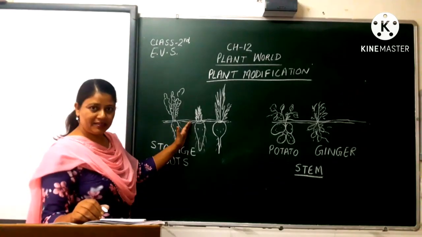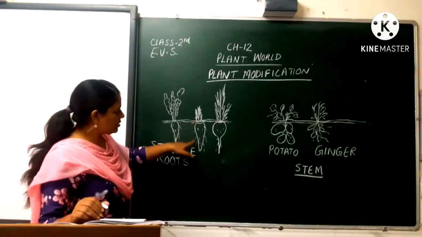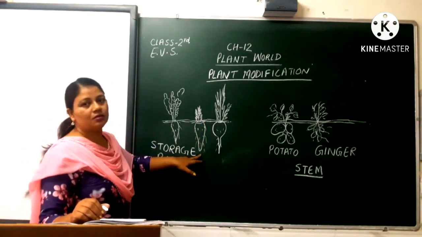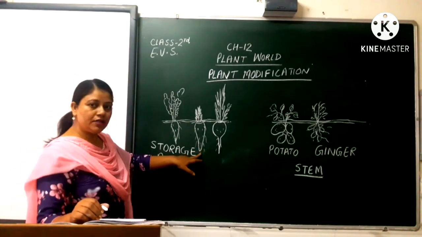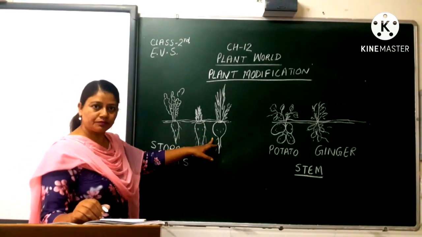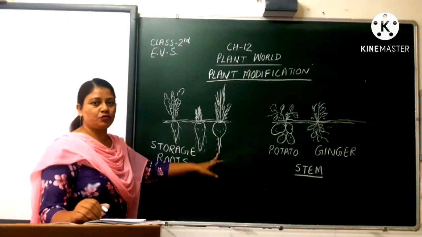Same way, carrot is also under the soil. This is a root under the soil and it stores food. This is called storage roots. And beetroot is also a storage root.